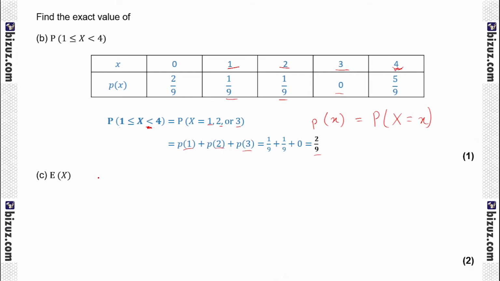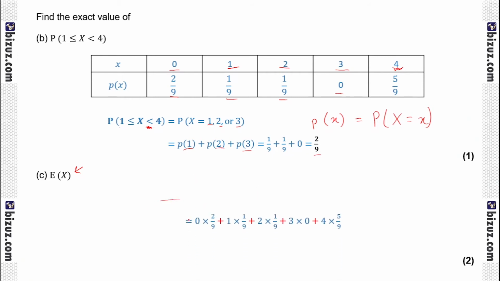Next question is E of x, basically the expected value or the mean of x. The formula is that the expected value of x is equal to the sum of x times the corresponding probability. You take an x value, take its probability, multiply them, do this for every column, and then add all the values. That's going to be your expected value, or the mean of x.